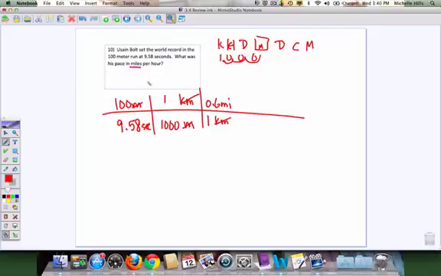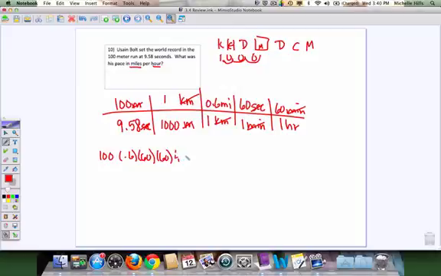Now I have the miles I'm looking for, but I want hours instead of seconds. Well, there are 60 seconds in 1 minute, so seconds can cancel. And there are 60 minutes in 1 hour, and now my minutes can cancel. So to get my answer, I'm going to take 100 times 0.6 times 60 times 60 again, divided by the 9.58 and divided by the 1,000.